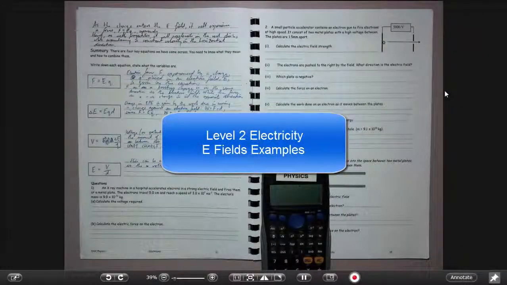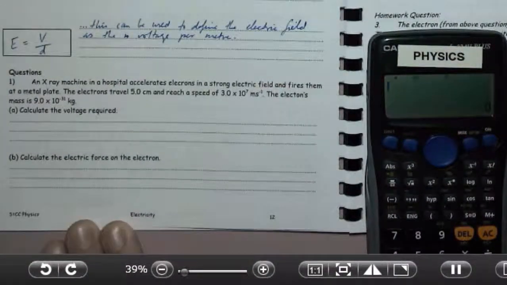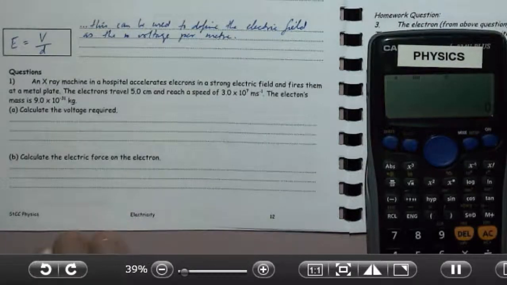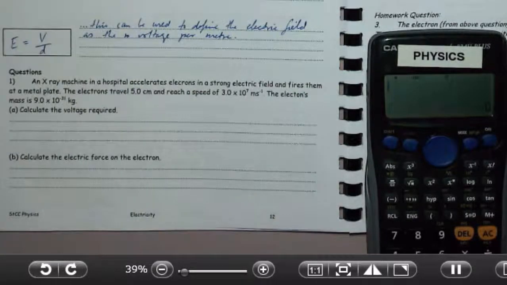Alright, we'll now work through these two examples on pages 12 and 13, and I'll leave the homework questions for you to use as practice. Okay, so an X-ray machine in a hospital accelerates electrons in a strong electric field and fires them at a metal plate. The electrons travel 5 centimeters, so that's the distance, and they reach a speed of 3 times 10 to the 7 meters per second, and we're given the electron's mass, and we know the electron's charge from earlier.